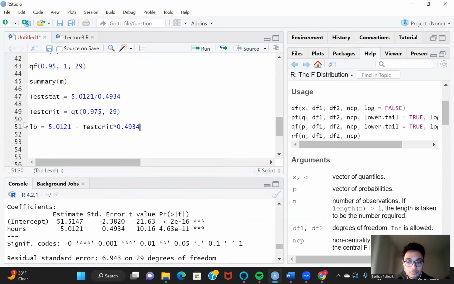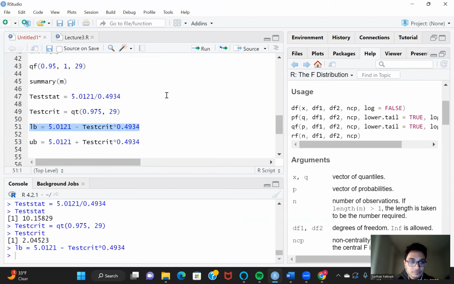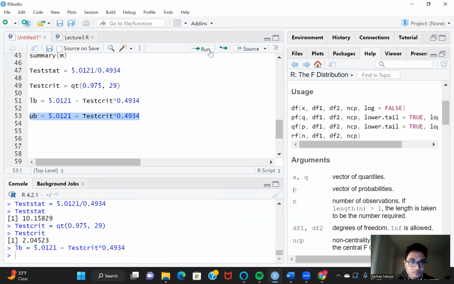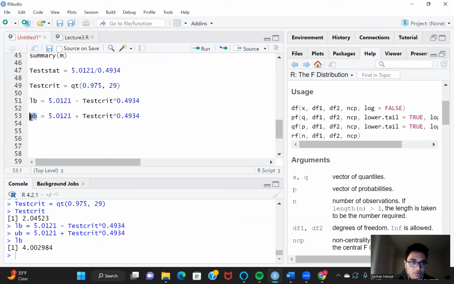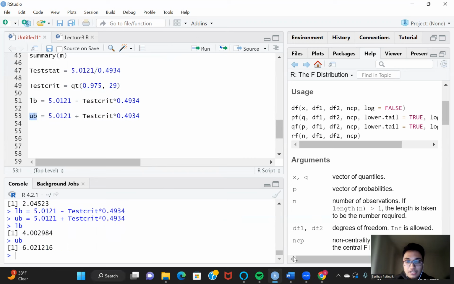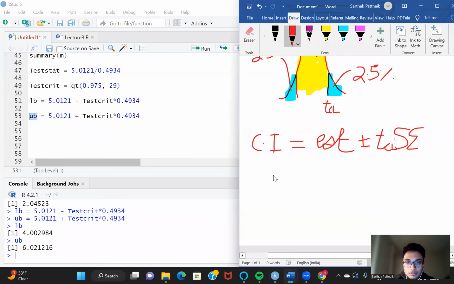Calculating the upper bound, I just need to do a plus. So what is my upper bound and lower bound? My confidence interval for my population parameter or slope is between 4 and 6.02. This is my confidence interval.